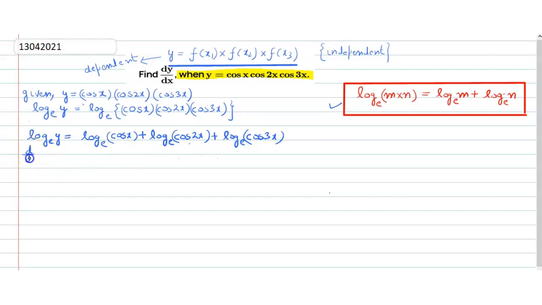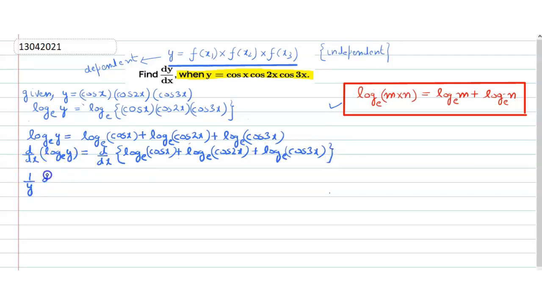Now, as we can see, our equation has become simplified. Now differentiating both sides with respect to x: d by dx of log base e of y equals d by dx of the entire RHS term, that is log base e of cos of x plus log base e of cos of 2x plus log base e of cos of 3x. So we'll be differentiating the entire term. Differentiation of log base e of y will be 1 by y multiplied by dy by dx.